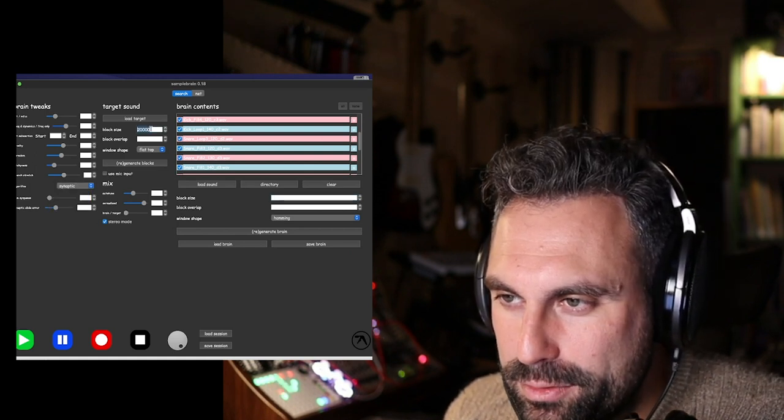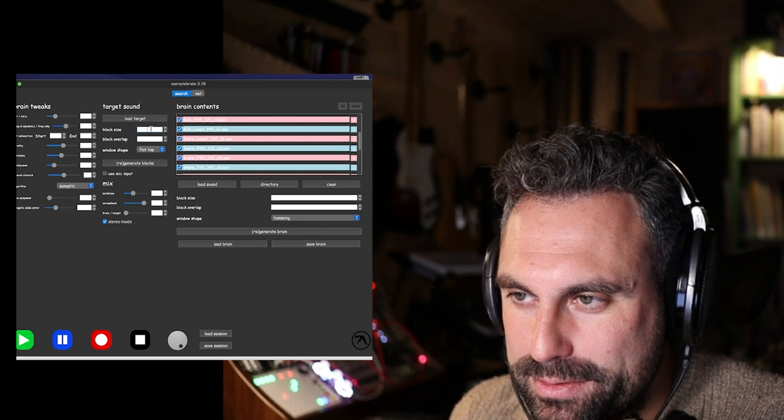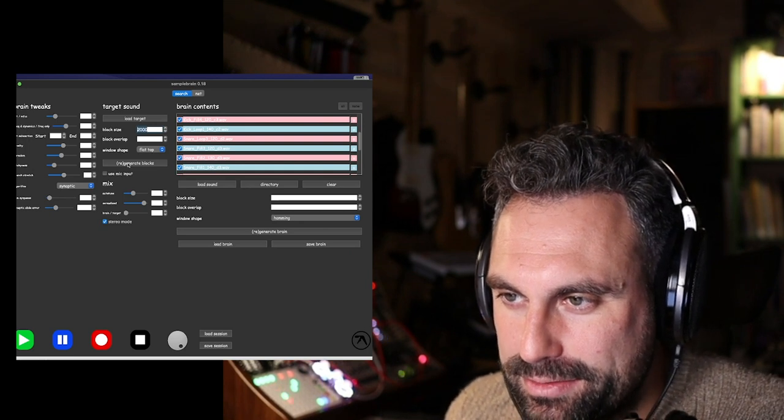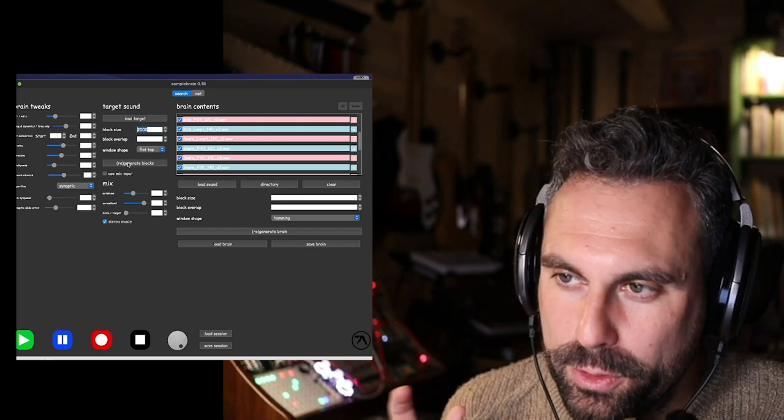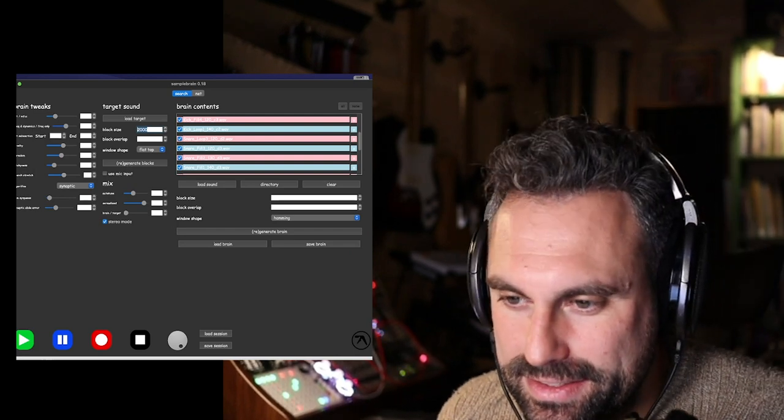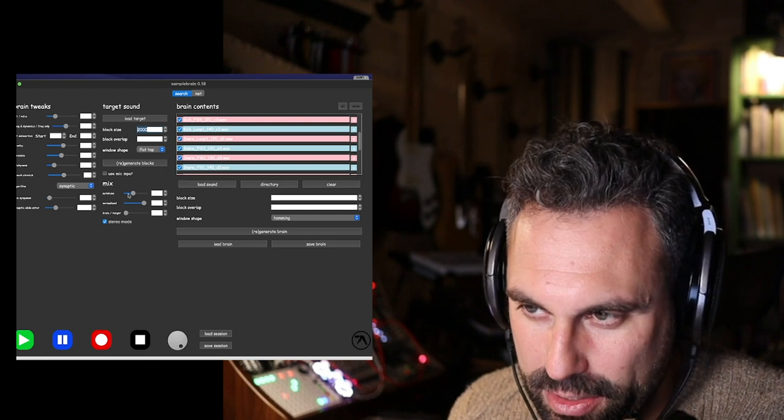Oh, that's why I put 20,000 rather than 2,000. So let's try with 2,000 and let's regenerate the blocks. So it was getting pretty huge block sizes. There you go, that's more like it.